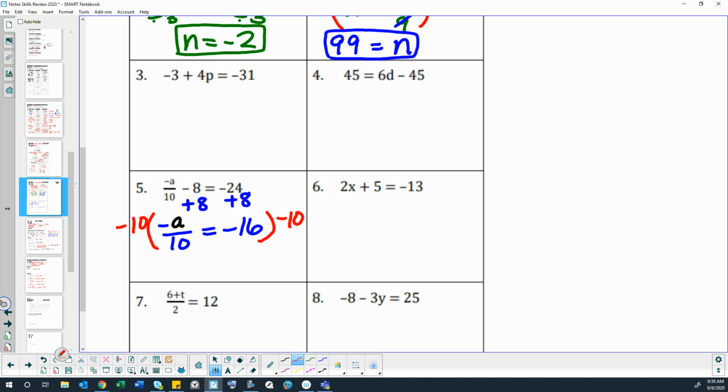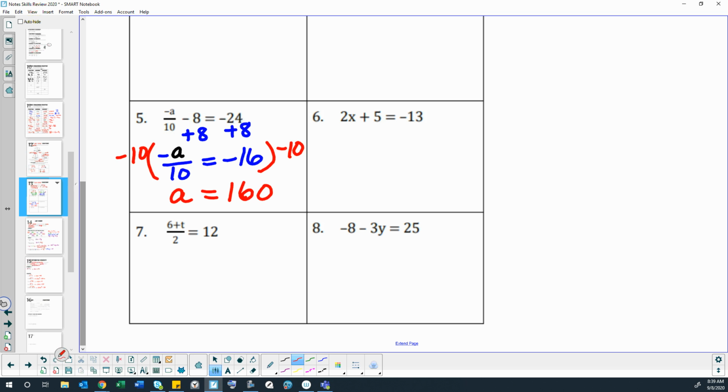So if we multiply by a negative 10, we're getting rid of the negative and getting rid of the divided by 10. So the negative 10 times the negative 8 turns it into positive, and then we have 10 divided by 10, which goes to 1. So that gives us our 1a. We just have to do our negative 16 times negative 10. What does that give us? Negative 16 times negative 10 gives us positive 160. Yes. Positive 160.